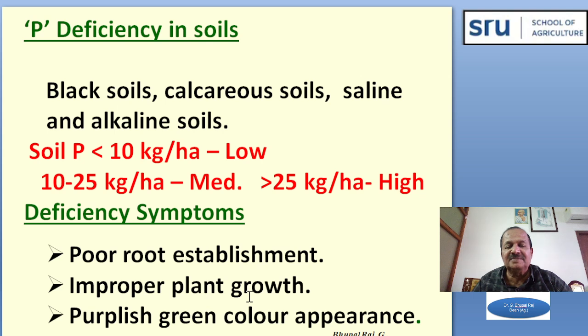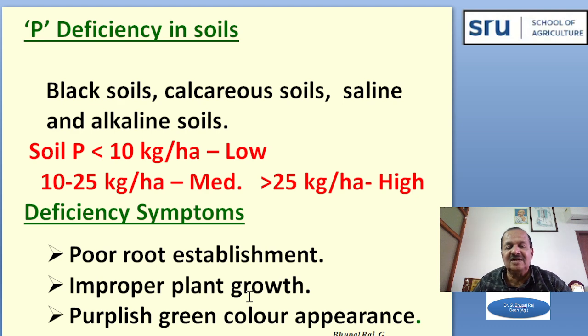So again, the phosphorus fertilizer recommendations given for different crops are based on the medium test value, that is 10 to 25 kg per hectare. If any soil has phosphorus within the range of 10 to 25 kg per hectare, the recommended dose of phosphorus should be applied. If soil phosphorus is less than 10 kg per hectare, we should use 25% more than the recommended dose of phosphorus fertilizer. So this is the criteria for phosphorus application.